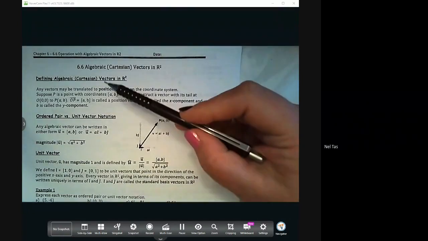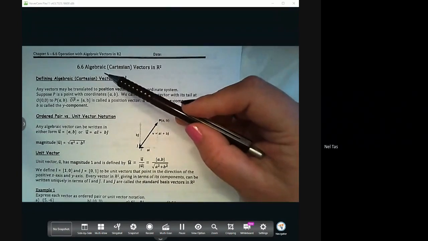Hello everyone. Today we are going to look at algebraic vectors in R2. So that corresponds to 6.6 in your textbook. So let's start with the difference between algebraic vectors and geometric vectors.